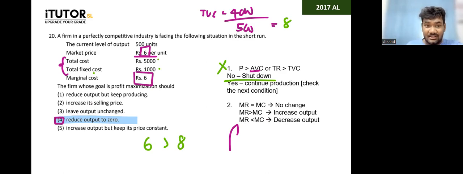Right, good question. Now see, the price that they are getting is not enough to cover the average variable cost. So why can't you say increase the selling price? Why can't you say number 2?